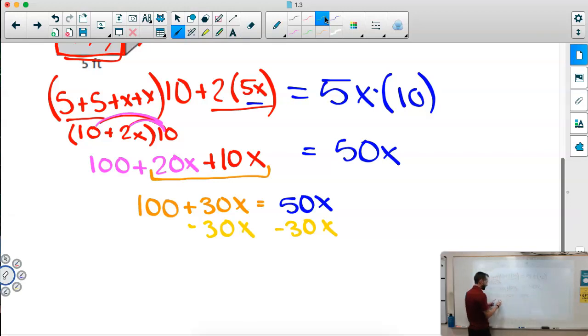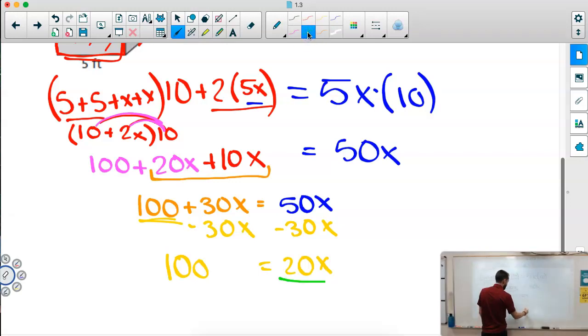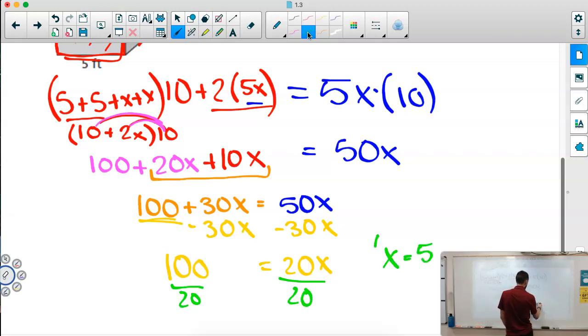Okay? Since there was a number on this side already that didn't have a variable, I'm going to leave that alone. 100 equals, and then put my variables together, and I can solve. Okay? And so the last step would just be divide by 20. And I'll get x equals 100 divided by 20 is 5.